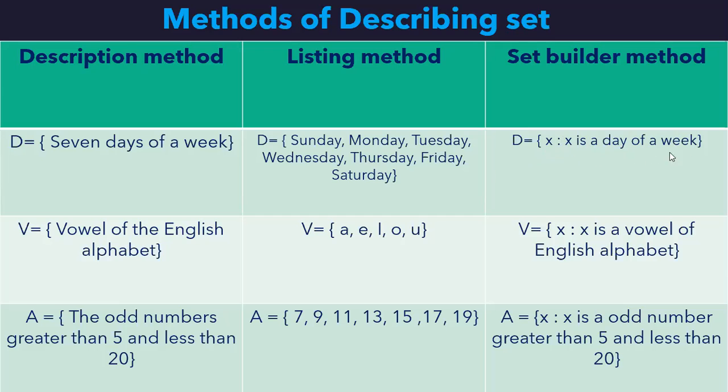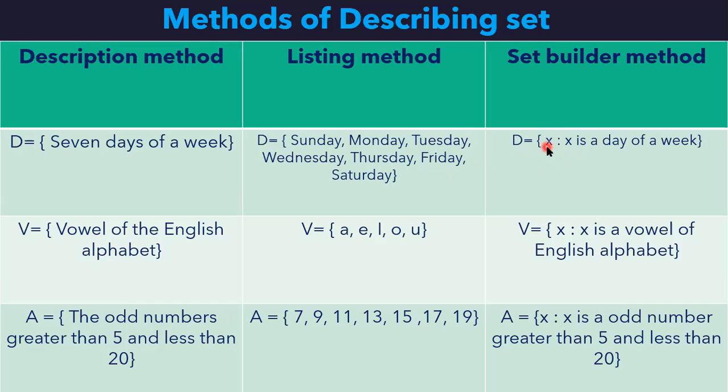This is the set builder method. First, the description method: inside the curly bracket, we describe the set, seven days of a week. Second, the listing method: we make a list of the days in a week inside the curly bracket, Sunday, Monday, Tuesday, Wednesday, Thursday, Friday, and Saturday, bracket close. That is the listing method. And the last one is the set builder method. All should be inside the curly bracket, okay? D equals x such that. These two dots mean such that.